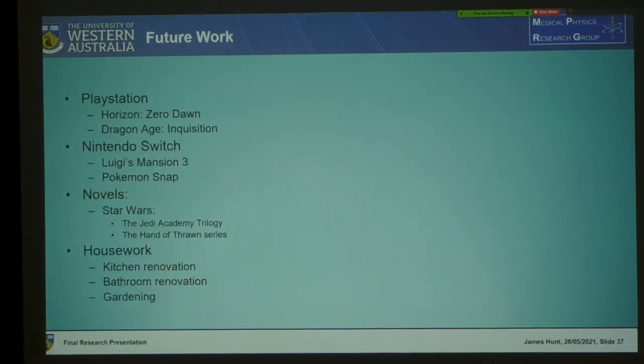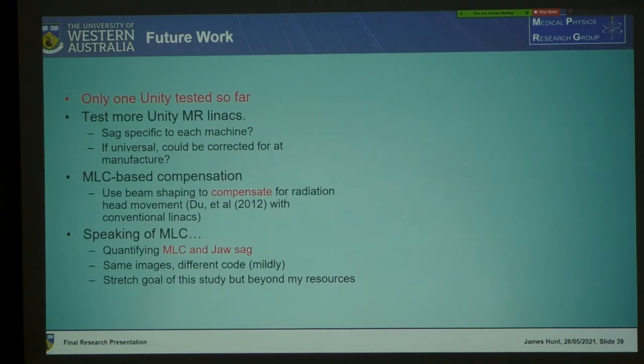Future work, that's the wrong list of my future work. Future work for this project, not for me. Only one Unity has been tested so far. As I keep mentioning, the more Unities we test, the better. If the sag is different for each machine, then maybe that's something that machine can take into account for treatment. If there was a universal sort of sag across every Unity, and we got that information back to Elekta, they would maybe have a chance to implement something to counteract that during the manufacturing process and increase their accuracy. One study which I found really interesting, Du et al., looked at compensating for sag with MLC using beam shaping, which could be another thing to look at for Unities.